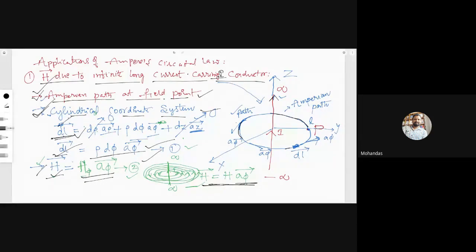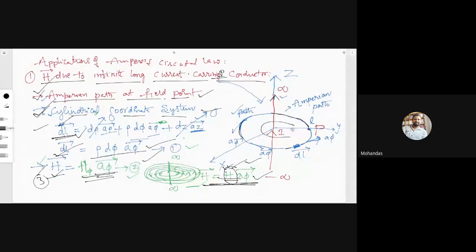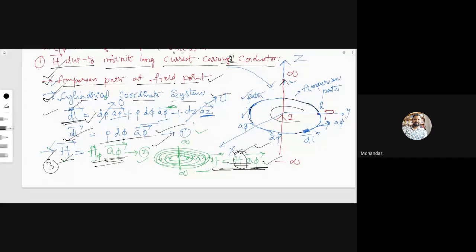The third step is that H equal to H phi into a phi, or H into a phi, because H is a vector which has magnitude as well as direction. The magnitude H is an unknown value, and the direction is a phi, because for the given current distribution the magnetic flux density is in this direction only. That is step 3. What is step 4? Calculation of H dot dl.